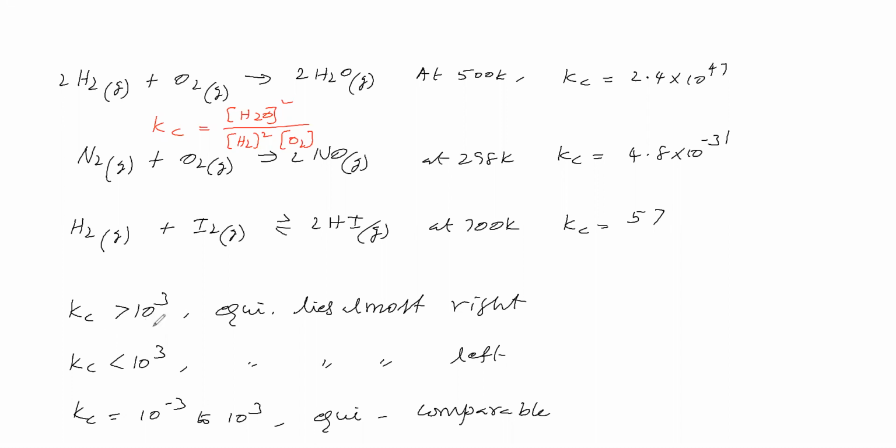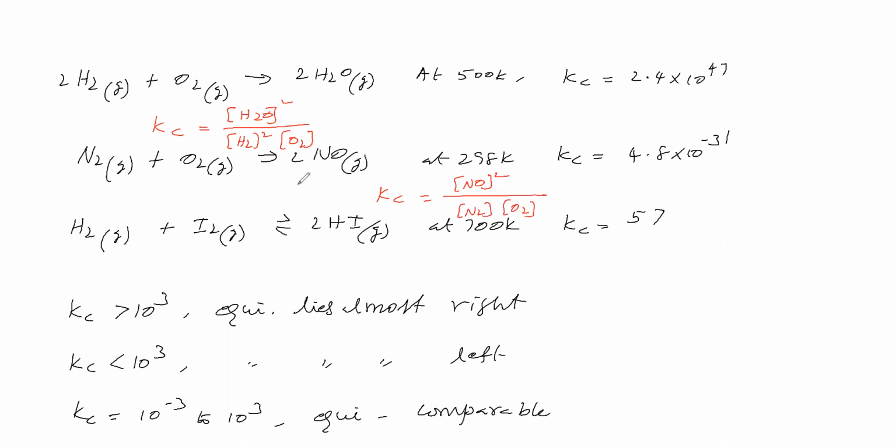When the equilibrium constant is greater than 10 power 3, equilibrium lies almost right. That is the meaning. Next equation we will take: N2 plus O2 gives 2NO. For this we will write the equilibrium constant. Kc equals the right side in the numerator, that is NO power 2, and the left side in the denominator, that is N2 into O2.